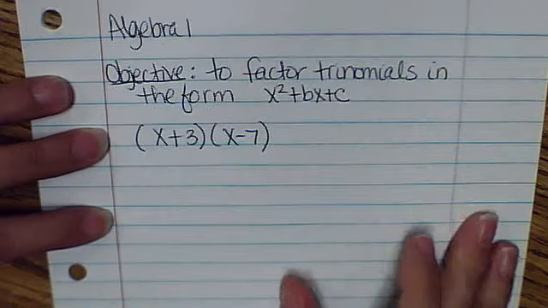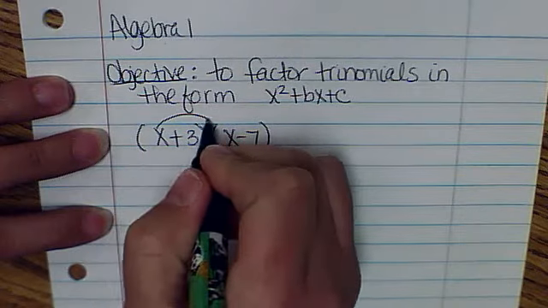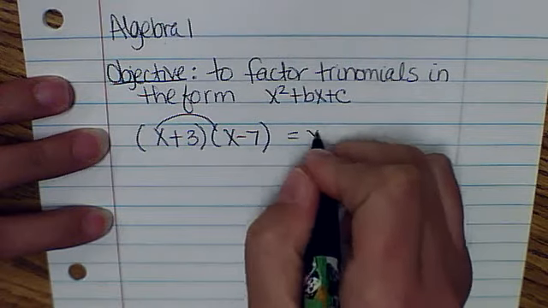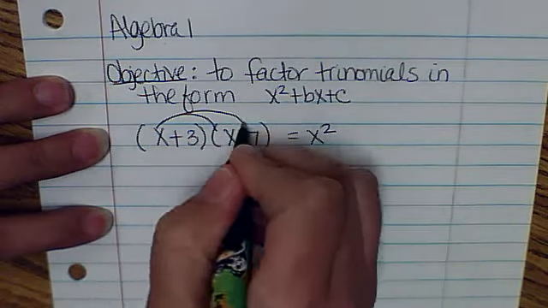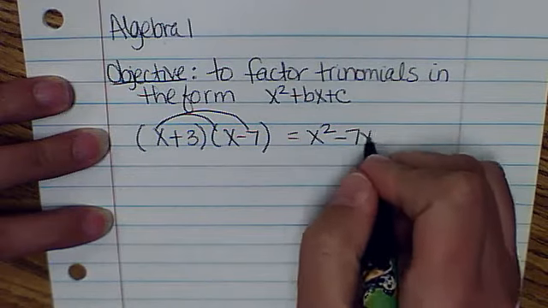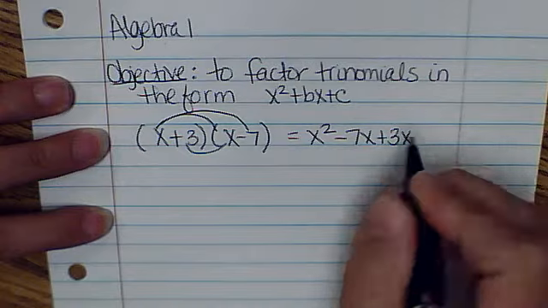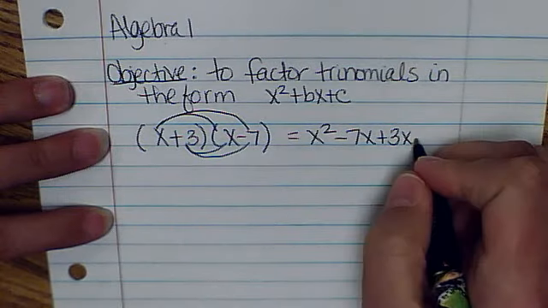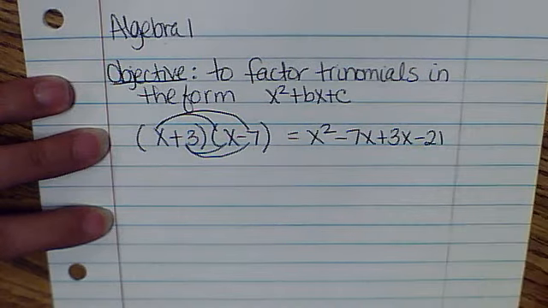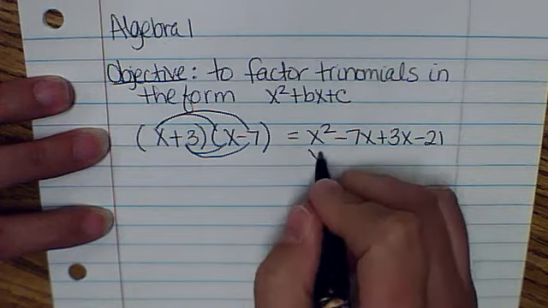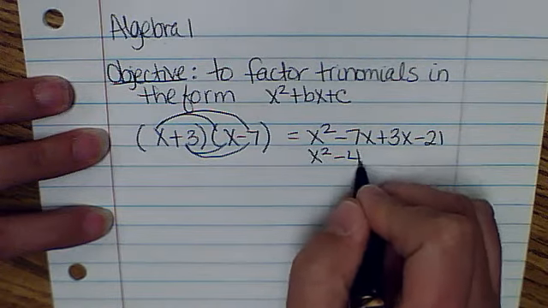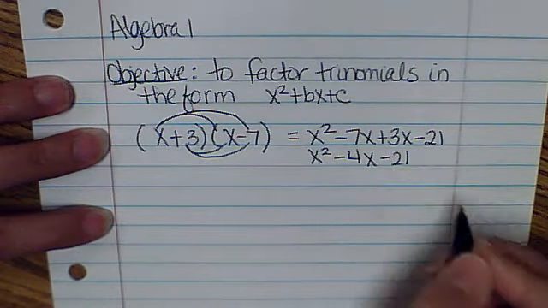To multiply x plus 3 times x minus 7, we distribute. X times x is x squared. X times negative 7, negative 7x. 3 times x, 3x. 3 times negative 7 is negative 21. When we combine our like terms, we end up with x squared minus 4x minus 21.